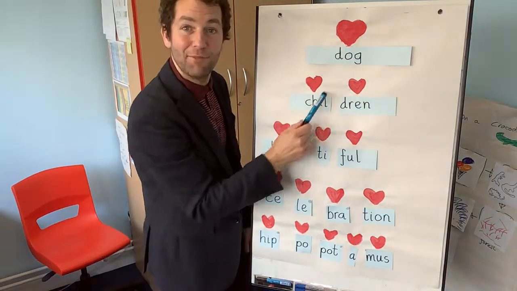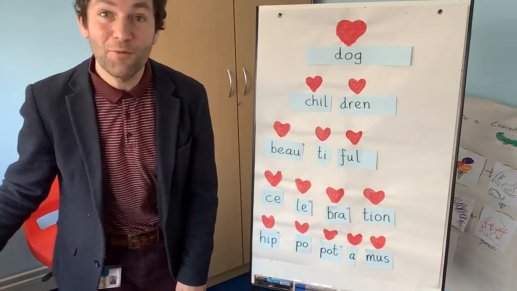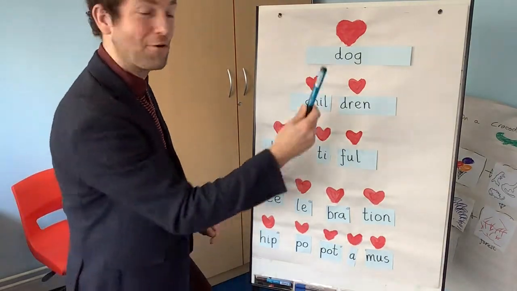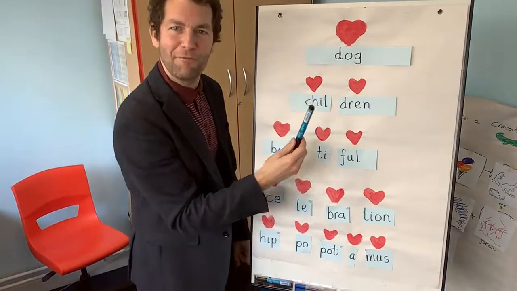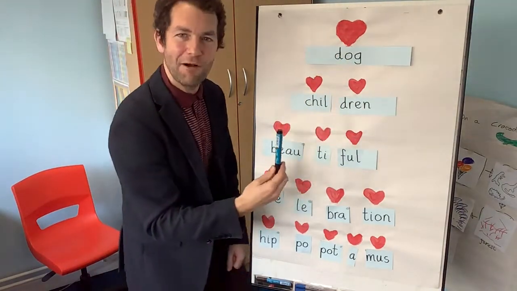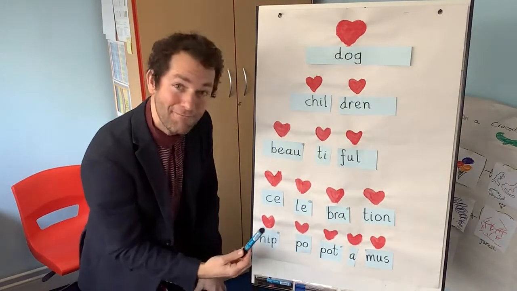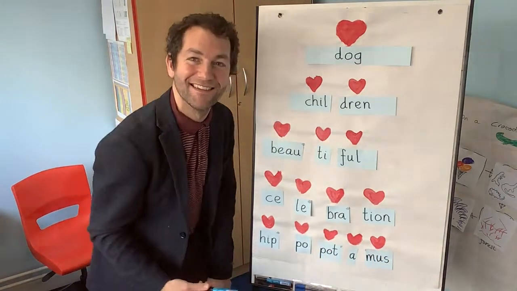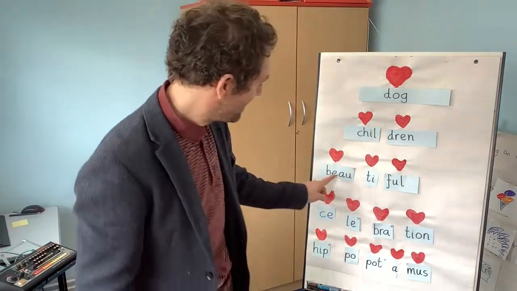Now I've got all my words. I've counted all my syllables. I've got my heartbeats. Now I'm going to play the heartbeats as I say the word. Off we go. Everyone play it. Dog. Everyone play it, children. Everyone play it, beautiful. Everyone play it, celebration. Everyone play hippopotamus. So next time you spell a word, count the syllables, listen to the music of the word, and count the syllables. It breaks it down. Hear the little words within the bigger word.